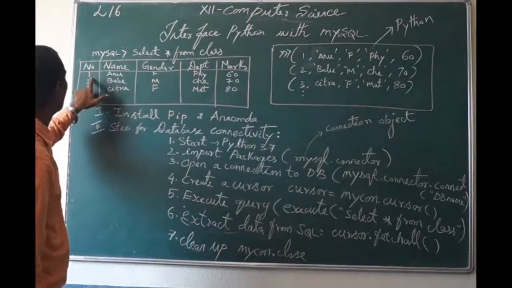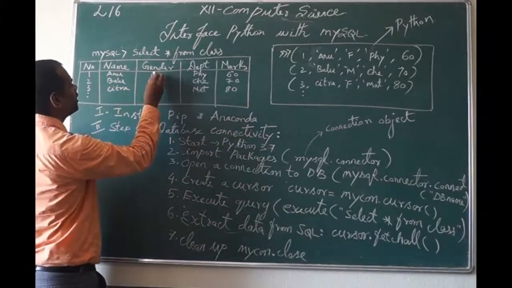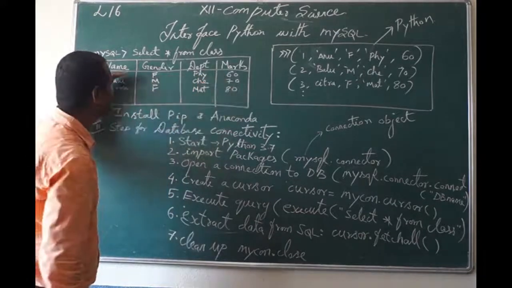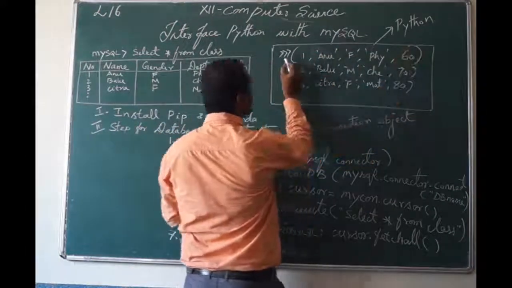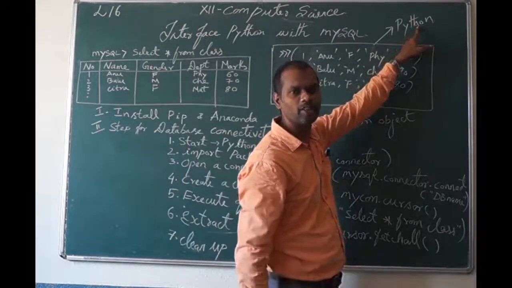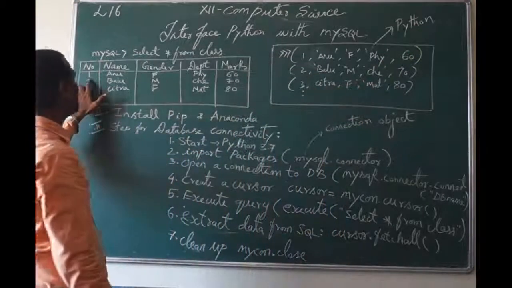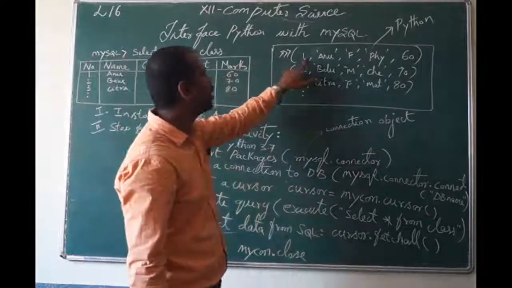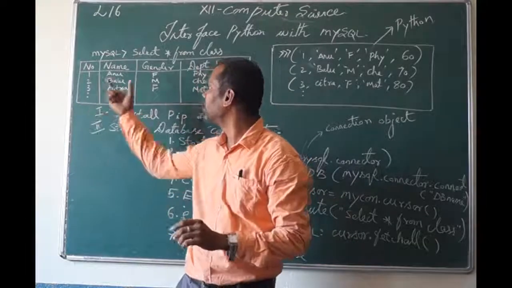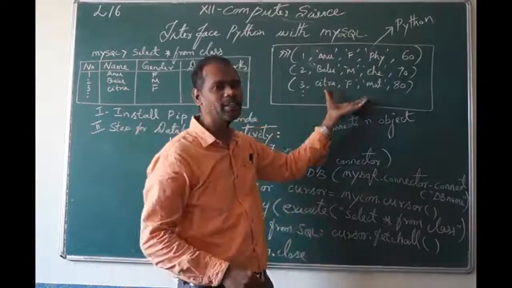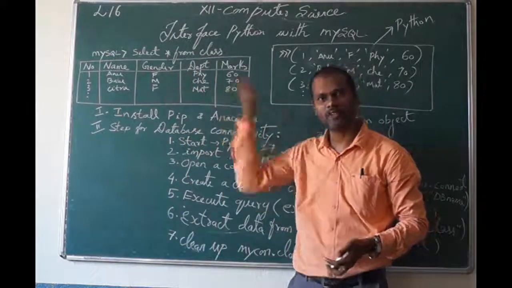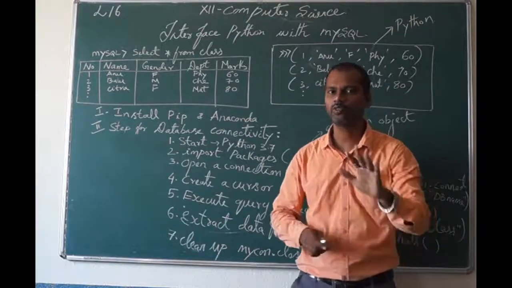You see, one Anu female physics, marks is 60. The same data, and this box, can you see this symbol? This box is nothing but the Python window, the Python editor. The same data, one Anu female physics 60, will appear in Python. My question is, will this SQL data come to Python or not? Can we access MySQL from Python? Is it possible? That's what we are going to see.